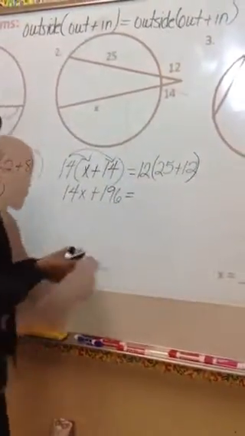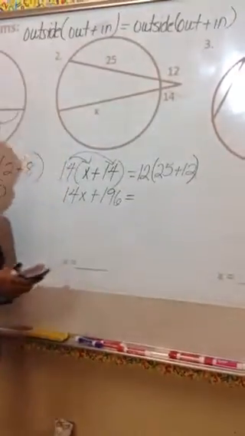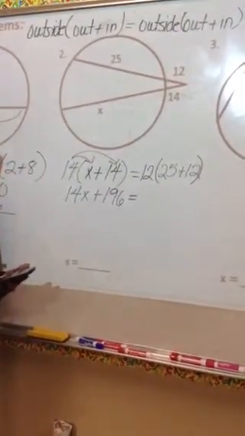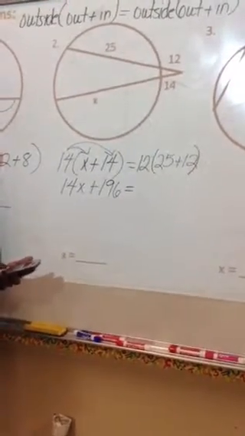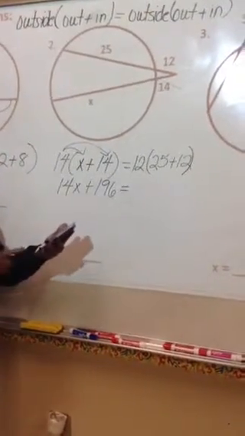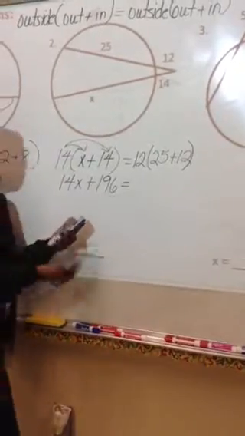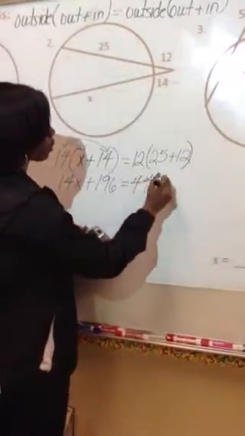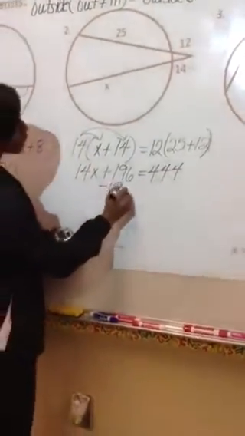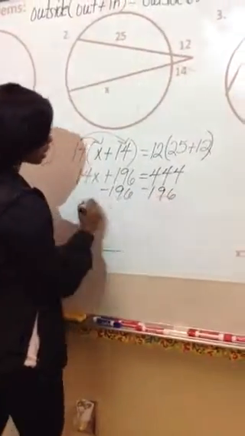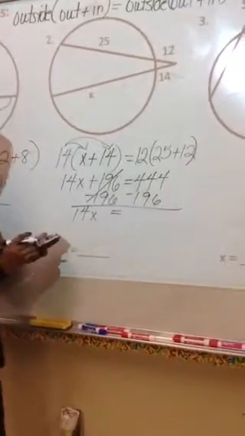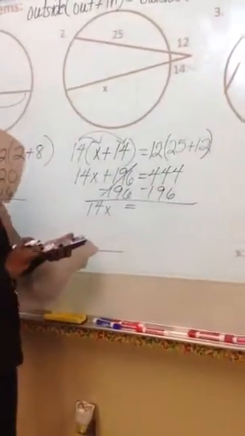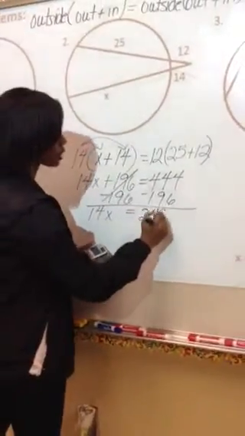And on the right side, plug it all in as you have it written on your paper, since we do not have any variable terms involved. Make sure it matches what you have on the board or on your papers. And I got 444. Let's move 196 to the other side. So that leaves 14x on the left. And on the right, 444 minus 196 gives us 248.